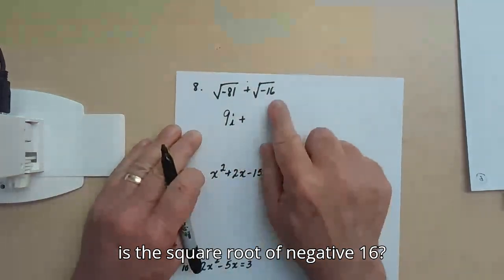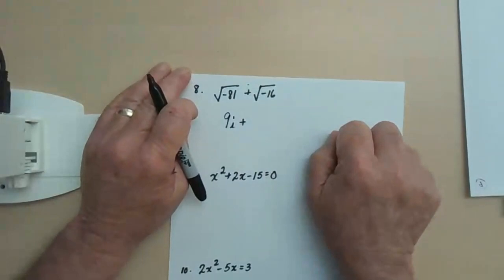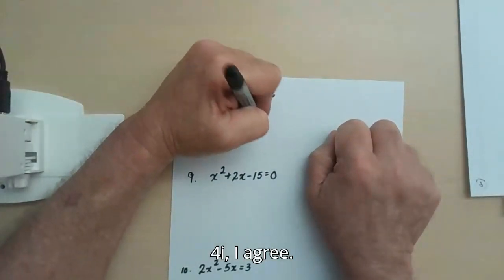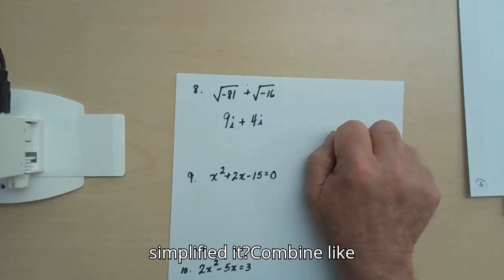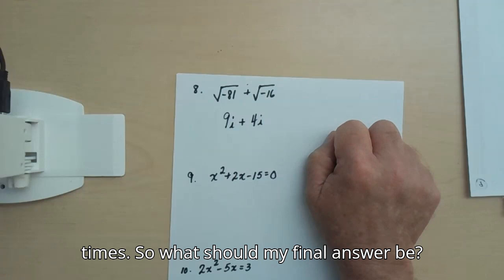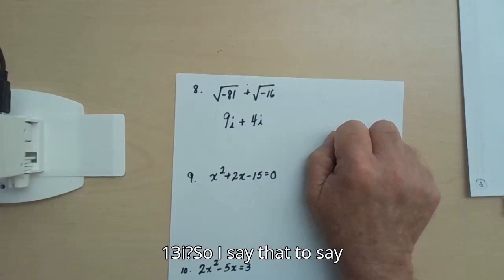What is the square root of negative 16? 4i. I agree. Am I done with this problem? Have I now simplified it? No. Combine like terms. So what should my final answer be? 13i?